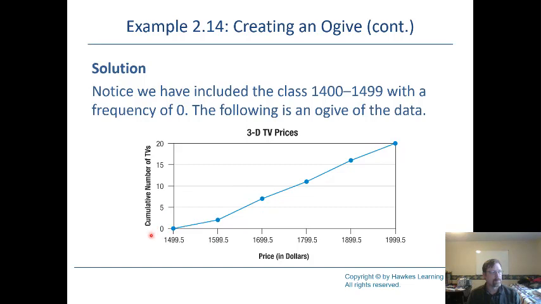And you end up with something like this. It is important that you label the y-axis appropriately, that this is the cumulative number of TVs, so that somebody isn't misled by your graph. You can see that's 2. We've got 7 that are priced from here to here now. 12 that are priced from here to here, so it's cumulative.